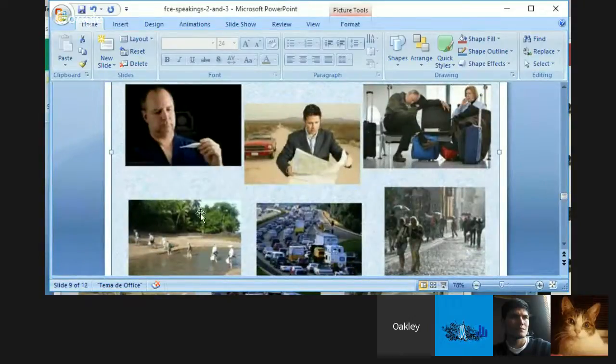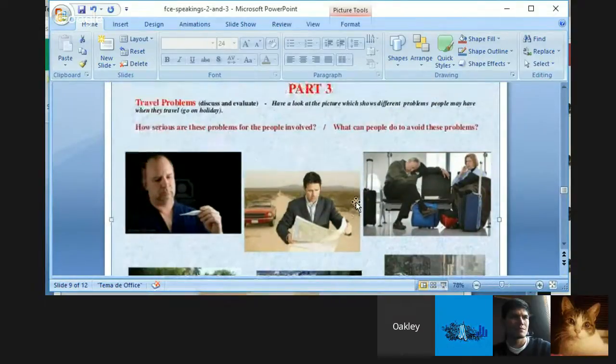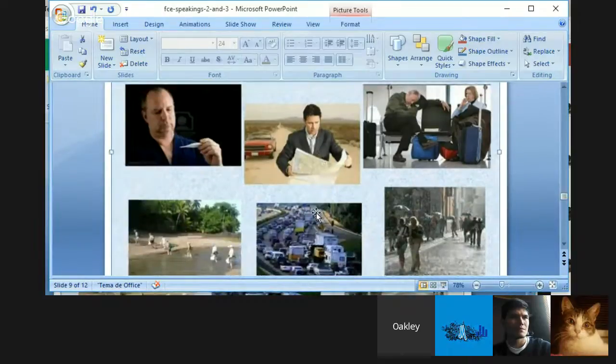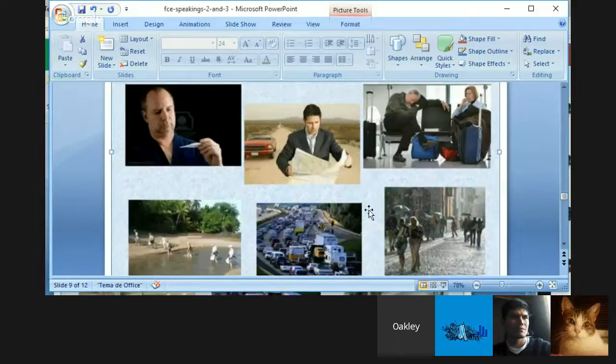You're going to have 5, 6, 7 pictures, so you're going to talk about them all at once. That's kind of the challenge to this part 3. So how serious are these problems for the people involved? But you're not going to have time to describe each picture individually. That's why I mentioned the whole concept of trying to figure out some way to categorize the problems to make them easier to talk about. Sorry, go ahead.